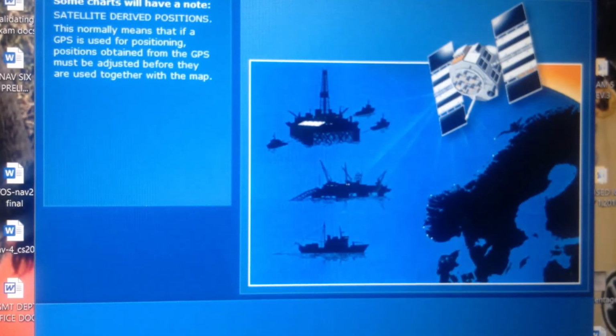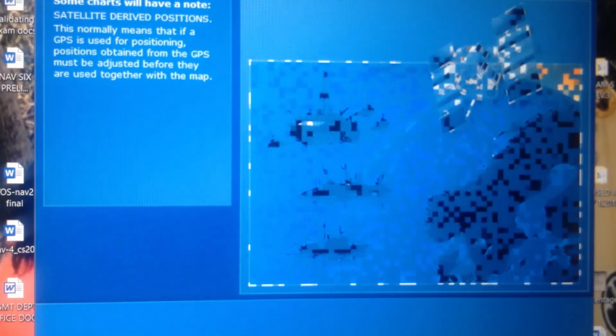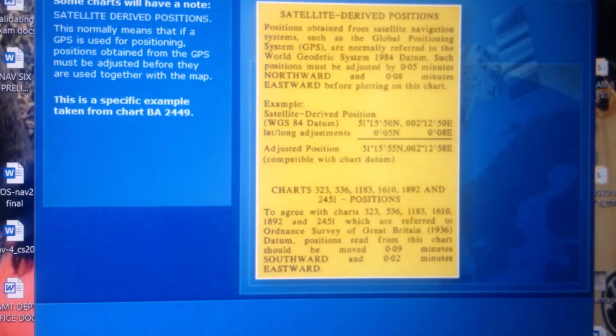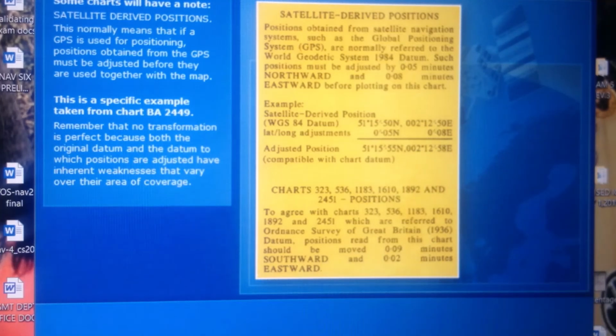Some charts will have a note, "Satellite Derived Positions." This normally means that if a GPS is used for positioning, positions obtained from the GPS must be adjusted before they are used together with the map. This is a specific example taken from chart BA 2449.